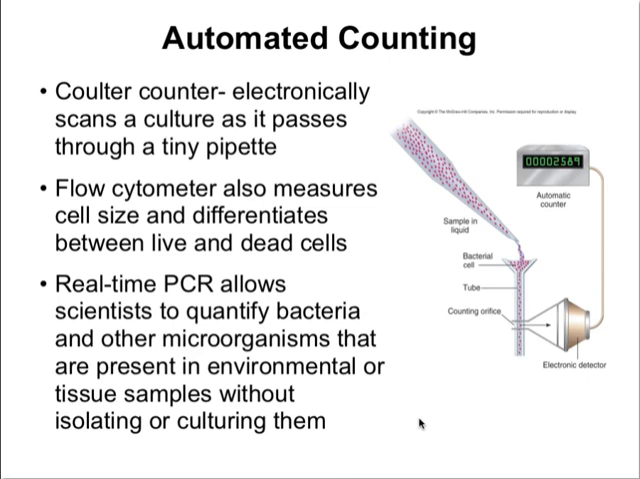A third and more recent technique is called real-time PCR. It's based off of polymerase chain reaction techniques. This technique allows a scientist to quantify bacteria and other microorganisms that are present in our environmental or tissue samples without even isolating or culturing them. So we can take a sample straight from the tissue or environment and measure how many organisms are in there. And that brings us to the end of our chapter on microbial nutrition, ecology, and growth.